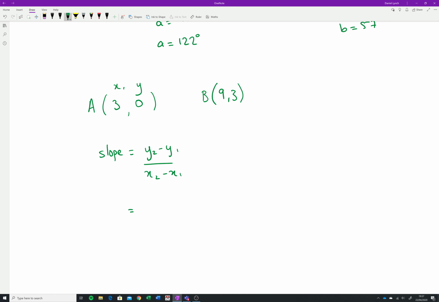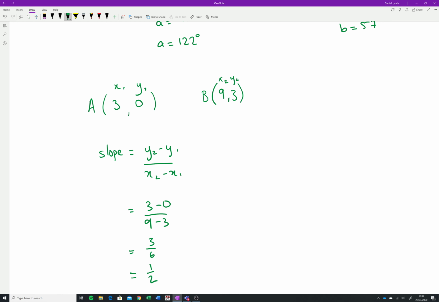And label them: x1, y1, x2, y2. Actually, y1 over here. Okay, y2, 3, minus y1, 0, over x2, which is 9, minus 3. So we're going to get a slope of 3 over 6, which is known as a half. Okay, that's what the slope is.